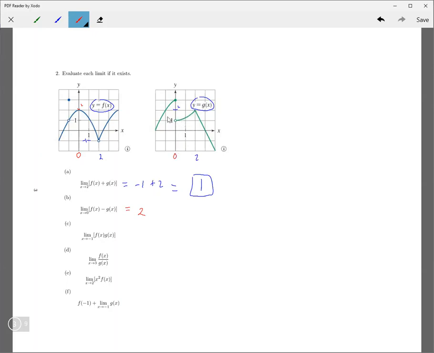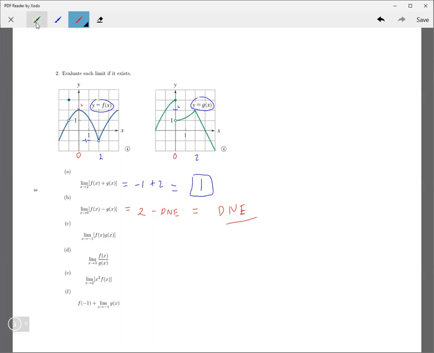from the right, it's going to 1, and from the left, it's going to 3. So this one does not exist. The g limit doesn't exist. So that means that the whole thing is not going to exist. Okay? And that would be the answer. It does not exist.